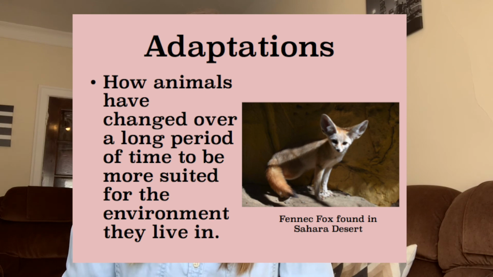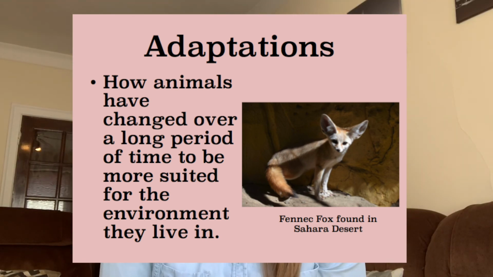So you just heard me use the term adapt. What do you think adapt means? So adaptations are how animals have changed over a long period of time to be suited for the environment that they live in. This is a picture of a fennec fox, and you can find it in the Sahara Desert. Why do you think that their ears are so big? Well, the 2 main reasons: one, it helps them listen for predators, but it also helps them stay cool in the hot, dry climate. So this is an example of how the fennec fox has adapted to the climate that they live in.